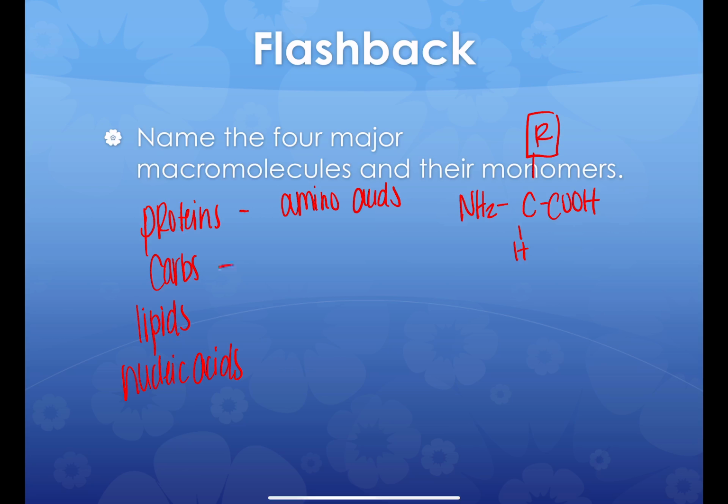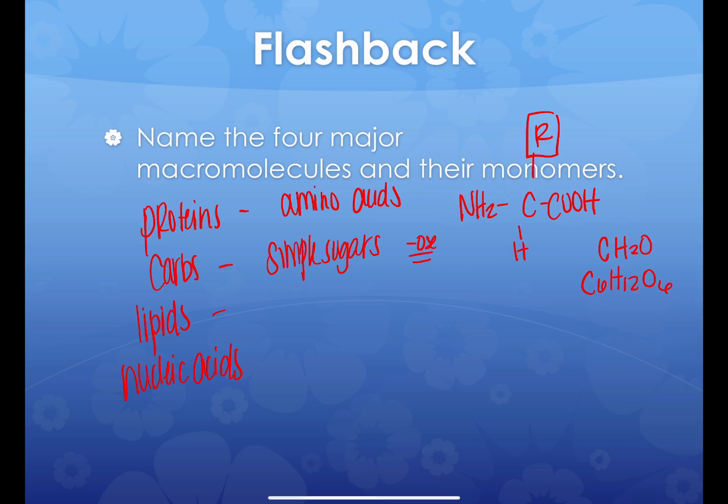Carbs. The monomer of carbs are simple sugars. Remember, carbs or simple sugars are always going to end in -ose. That's how you recognize a sugar. They are going to be made up of CH2O. So there's always going to be twice as many H's as there are C's and O's. For example, glucose is C6H12O6. So there's twice as many H's as there are O's.